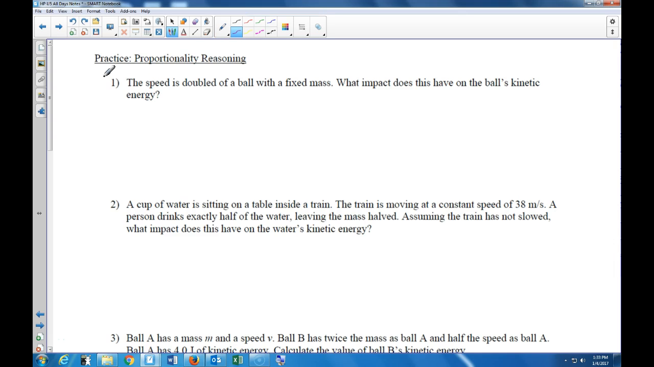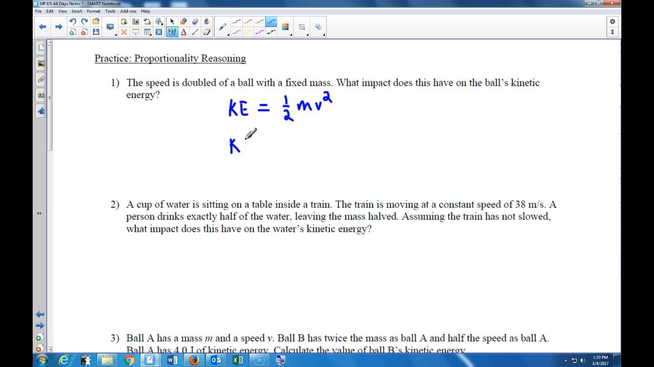In this video, we're going to learn how to solve problems involving proportionality reasoning, and we'll do it two ways. First we have a problem that says the speed is doubled of a ball with a fixed mass. What impact does this have on the ball's kinetic energy? So first let me write down the formula for kinetic energy. It's 1/2 mass times speed squared.